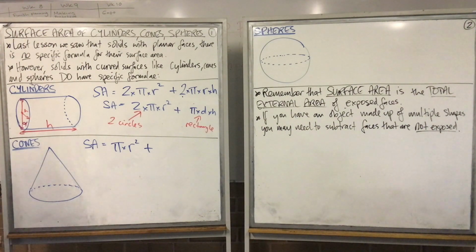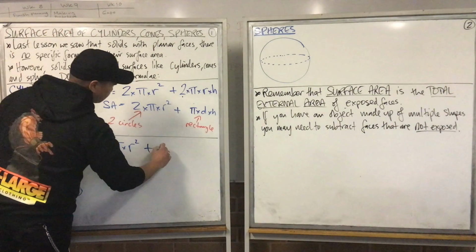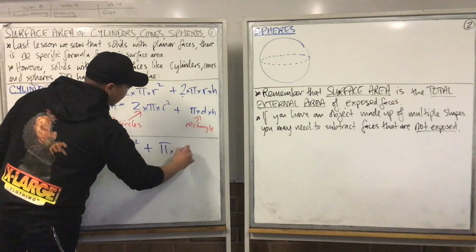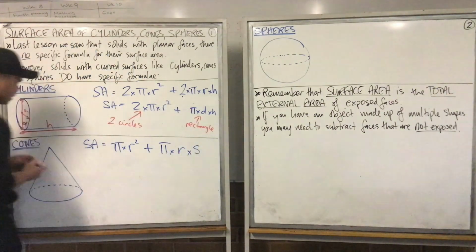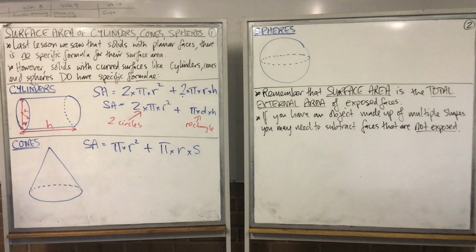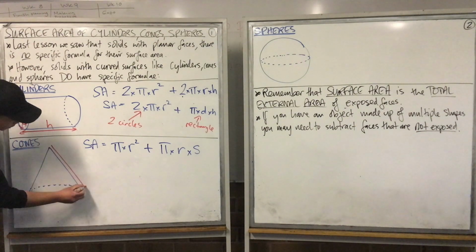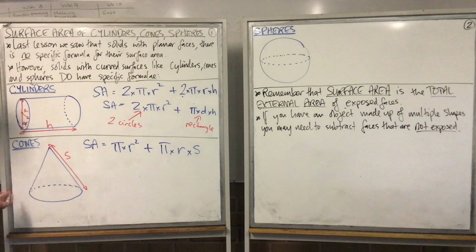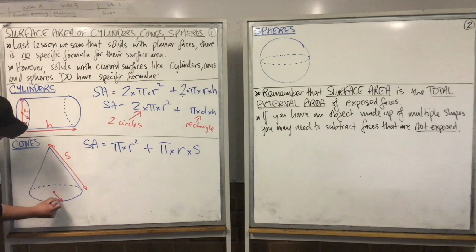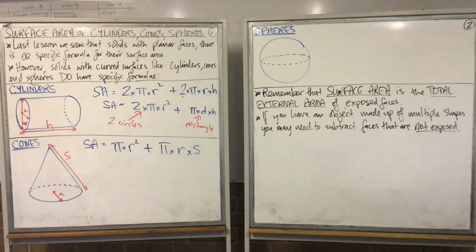Okay? Unfortunately for you, I know what the area of the cutout is. The cutout is pi times r times S, and S is the slant here. So this is S, this is the radius. That's all you need to know to find the area of a cone.